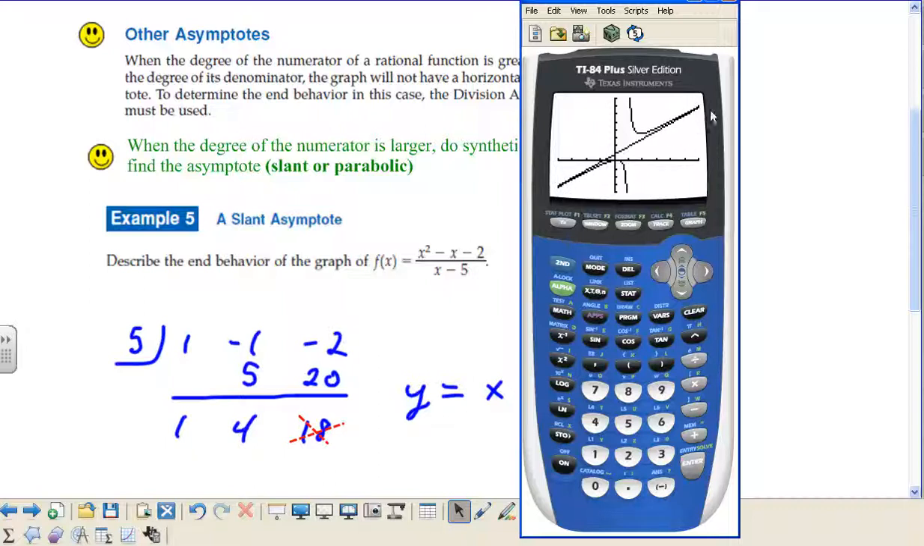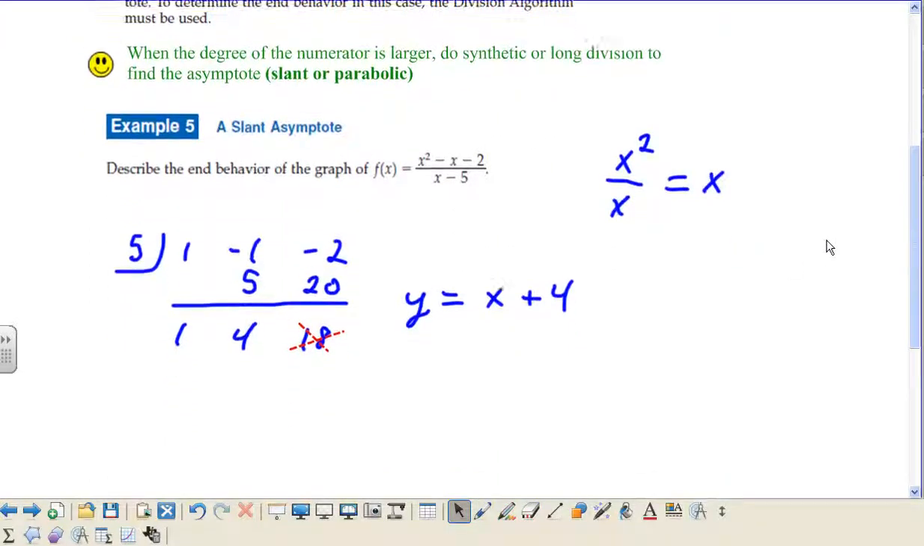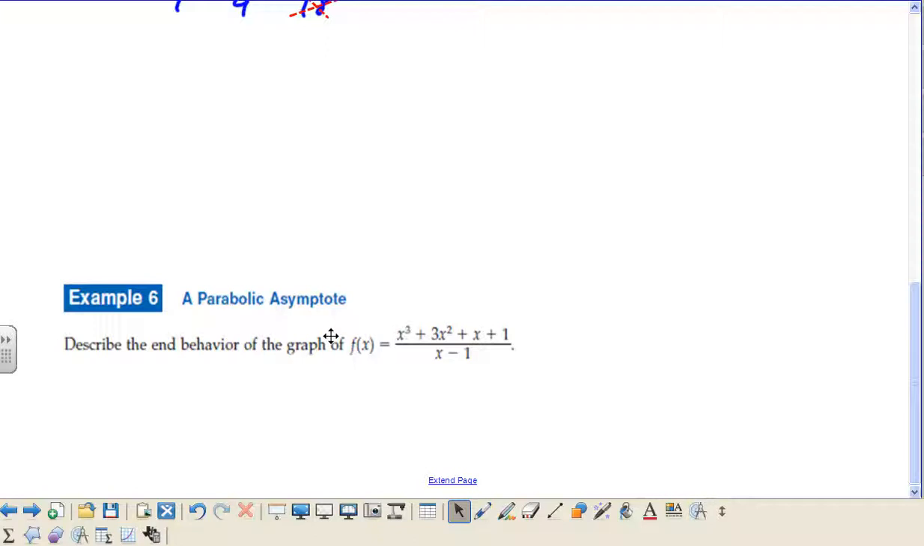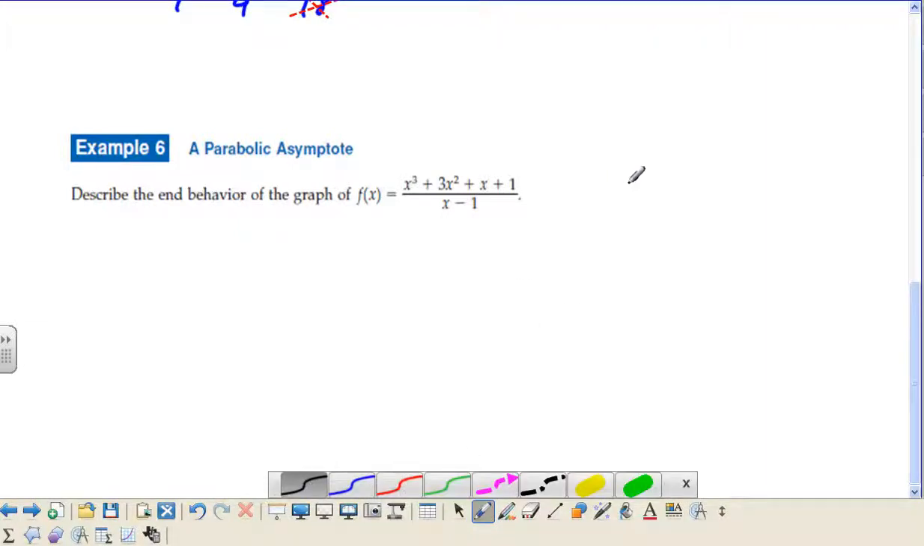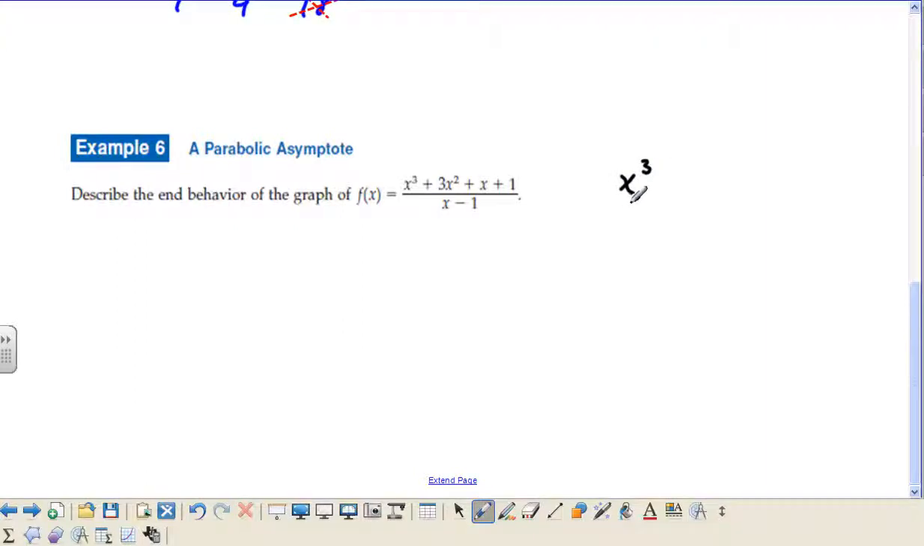Now the other type that we were talking about is a parabolic asymptote, and for a parabolic asymptote we're going to do the same thing. We're going to use synthetic or long division to get that one. But now when we look at this, for the parabolic, you can see that we have x cubed as our largest term, and x is the largest term in the denominator. If we simplify that, we get x squared. So the reason it's called a parabolic is because it's going to be like a parabola. And if we do synthetic, or we could do long division, let's do synthetic, that's the easiest one when we can use it.